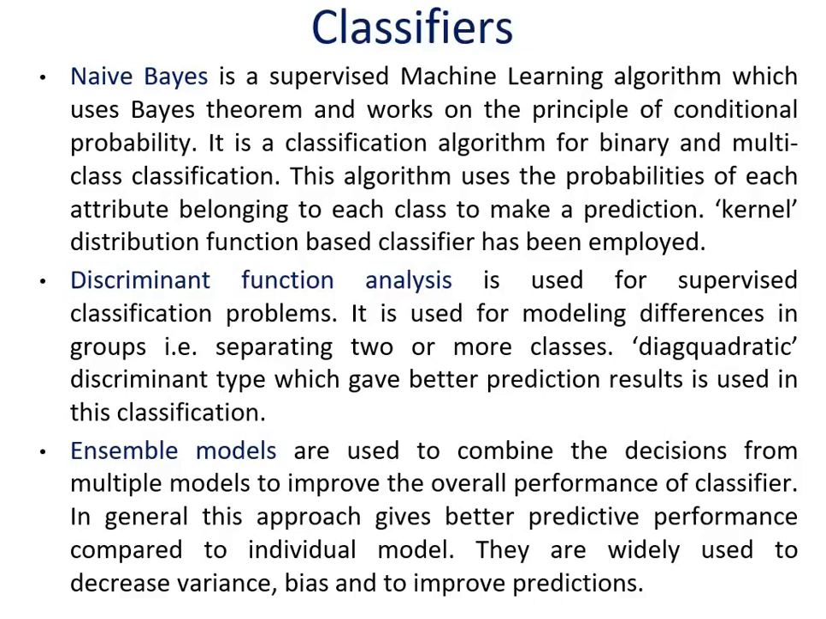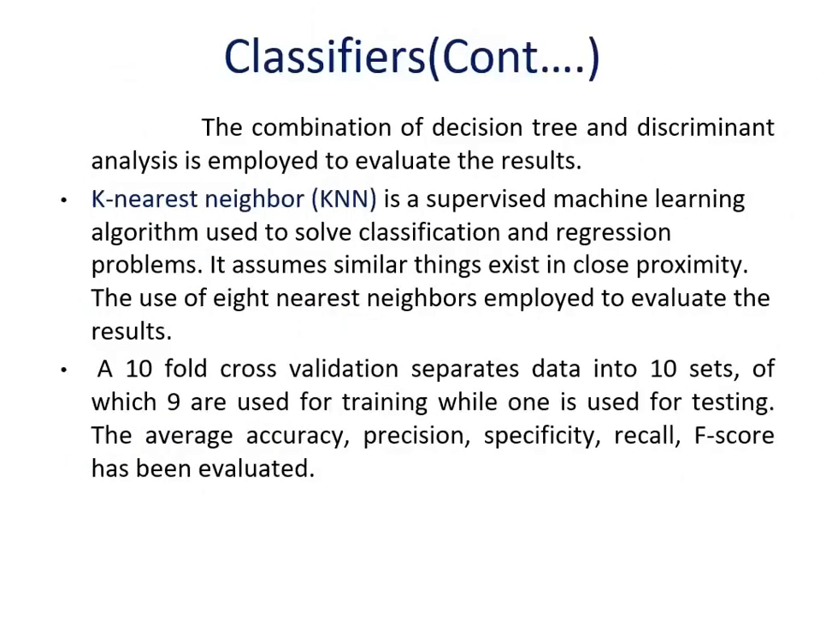Discriminant function analysis is also another classifier used for classification problems. Here we have used diaquadratic discriminant which gave better prediction results. Ensemble models are used to combine the decisions of multiple models in order to improve the overall performance of the classifier. This gives us better predictive results compared to the individual models. These are widely used to decrease the variance and bias and to improve the predictions. Here we have used the combination of decision tree and discriminant analysis models.